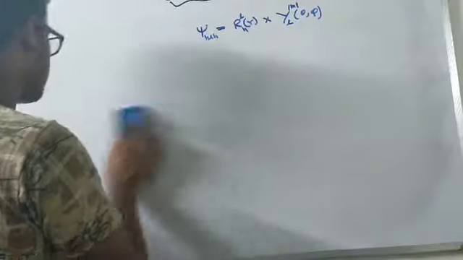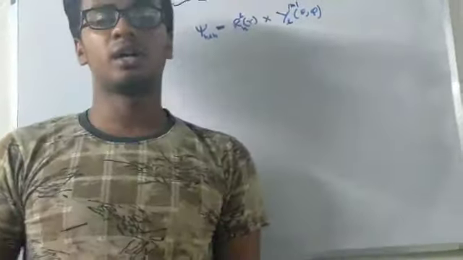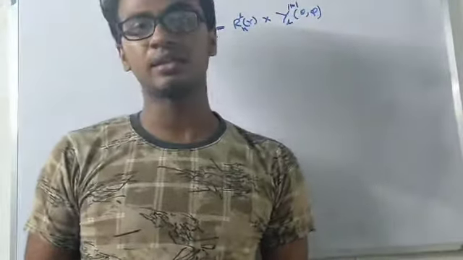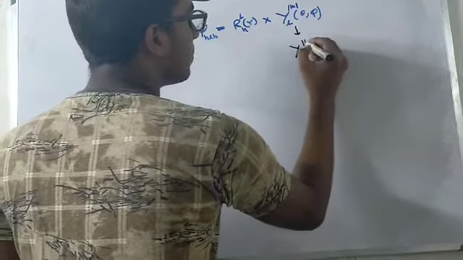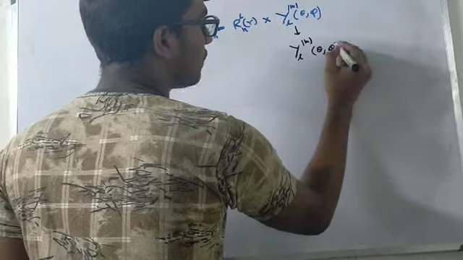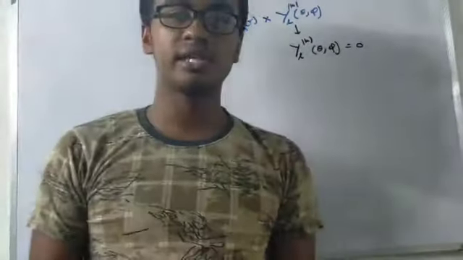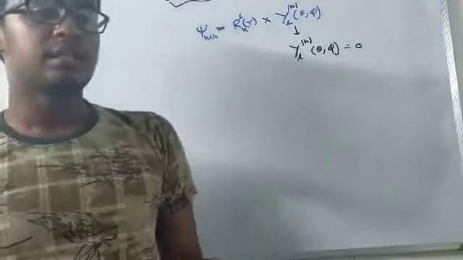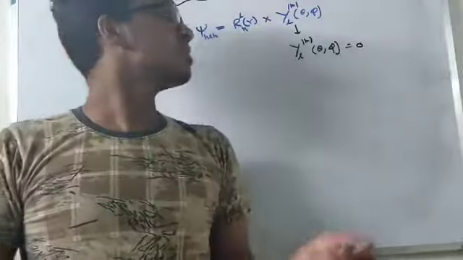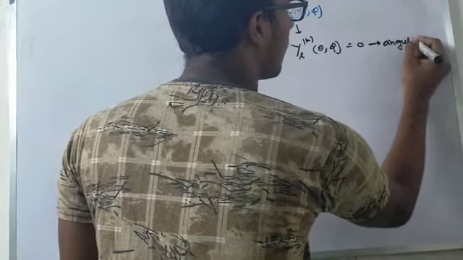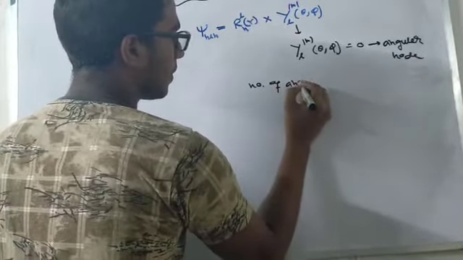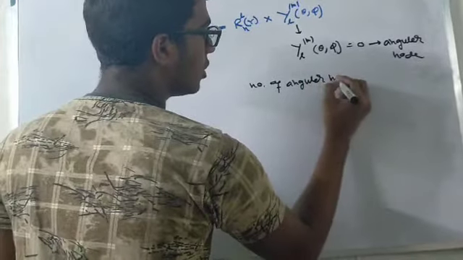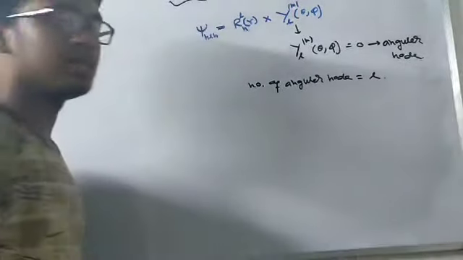Now in the video on nodes and nodal planes, we discussed that if the angular wave function, which depends on l and the magnitude of m, equals 0 at any point in the three-dimensional region, that is called an angular node, and the number of angular nodes equals the azimuthal quantum number l.